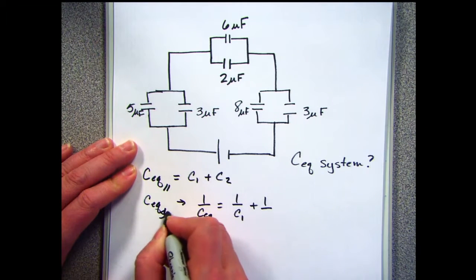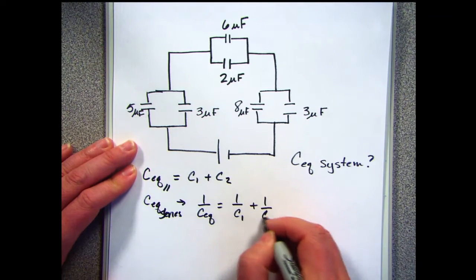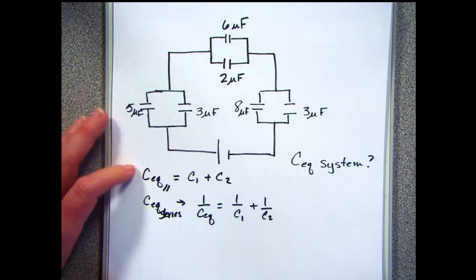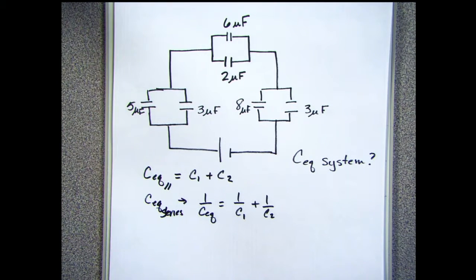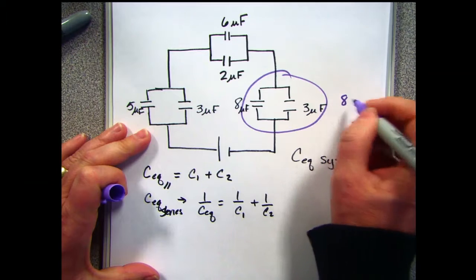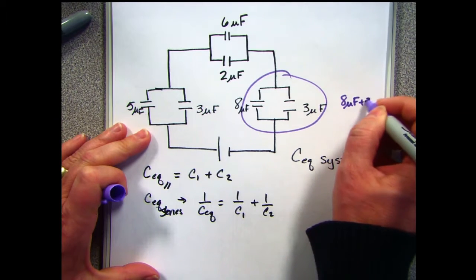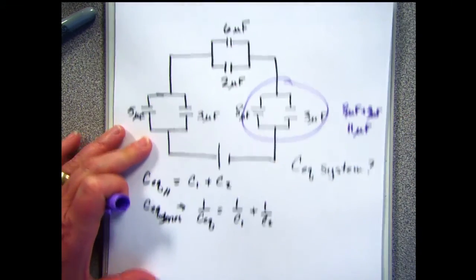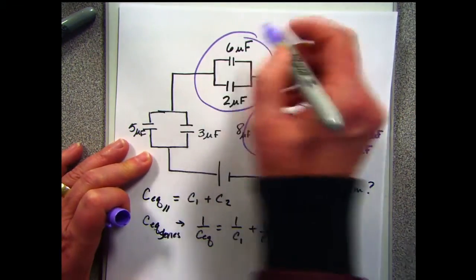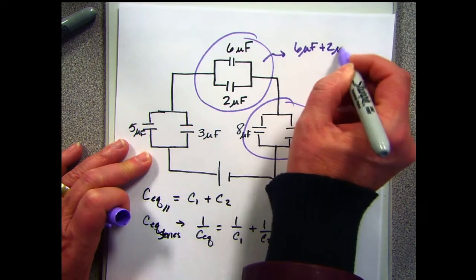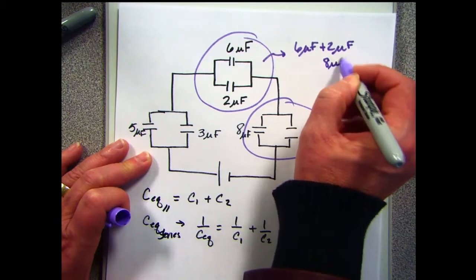So the first thing I'm going to do is break out the systems that are in parallel first. I'm going to do this one first. That's going to be 8 microfarads plus 3 microfarads, which gives me 11 microfarads. I'm going to come over here and do this one. This gives me 6 microfarads plus 2 microfarads, which gives me 8 microfarads. And then I'm going to do this one, and that's 5 plus 3, so this becomes 8 microfarads.